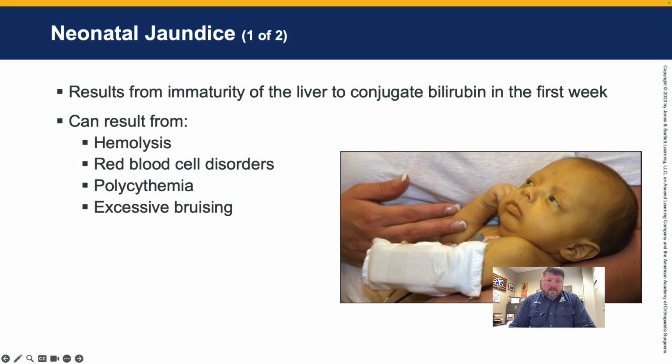Neonatal jaundice results from immaturity of the liver to conjugate bilirubin in the first week. It can result from hemolysis, red blood cell disorders, polycythemia, or excessive bruising. Severe hyperbilirubinemia can lead to kernicterus, which is a form of developmental delay from the deposition of bilirubin in neuronal tissues. Cholestasis can present after the first 2 weeks and can result from hepatitis, metabolic disorders, or prolonged total parenteral nutrition.